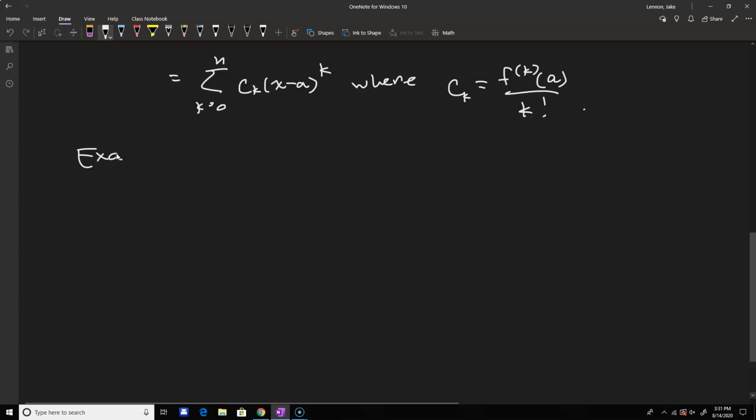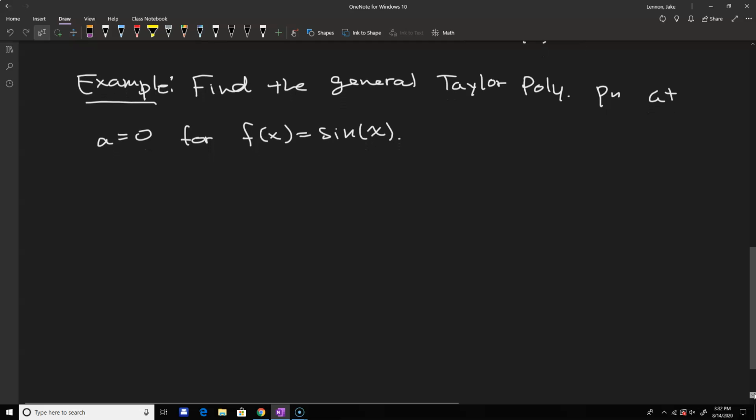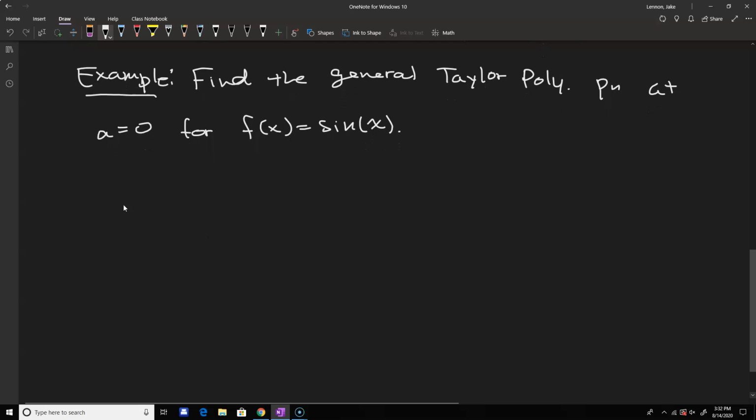So for an example, let's go ahead and do one. Find the general Taylor polynomial P sub n at a equals 0 for f of x equals the sine of x. Basically, the first thing we want to do is try and write down what the derivatives look like. And one thing about sine of x is the derivatives repeat after a while.